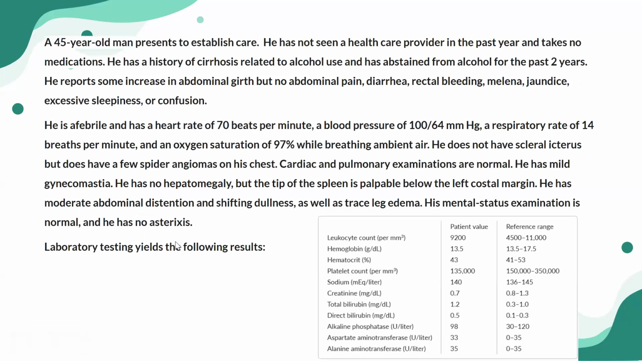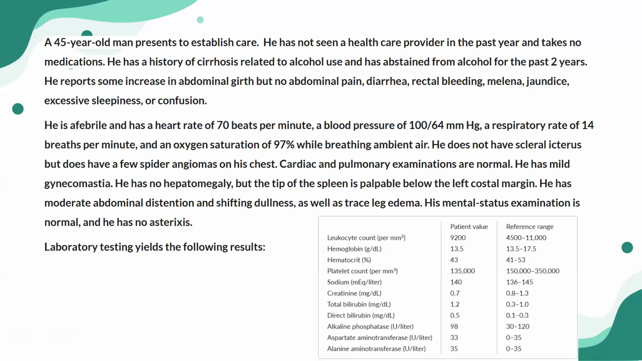All right, next question. So a 45-year-old man presents to establish care. He has not seen a healthcare provider in the past year and takes no medications. He has a history of cirrhosis related to alcohol use and has abstained from alcohol for the past 2 years. He reports increased abdominal girth, but no abdominal pain, diarrhea, rectal bleeding, melena, jaundice, excessive sleepiness, or confusion. So he really just has some swelling of his abdomen, which we can say could be ascites since he does have a history of cirrhosis.